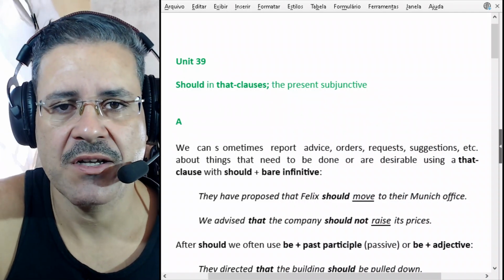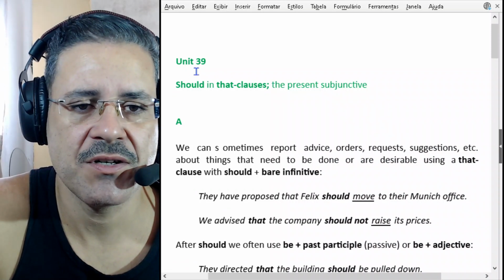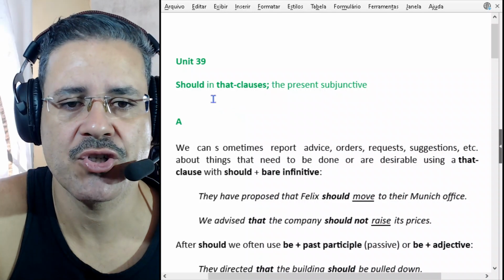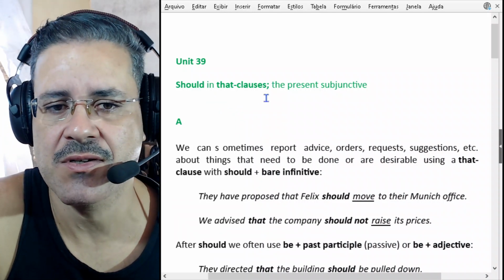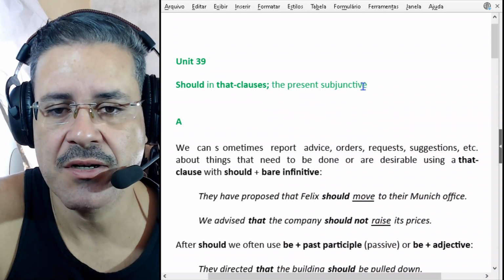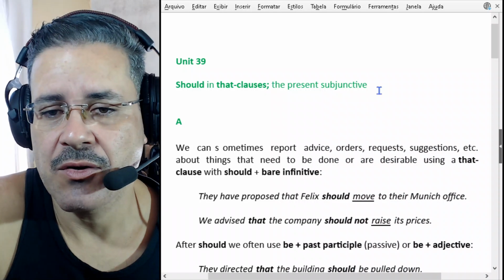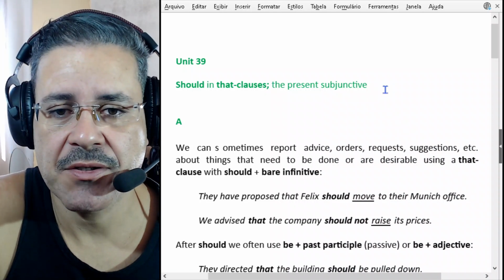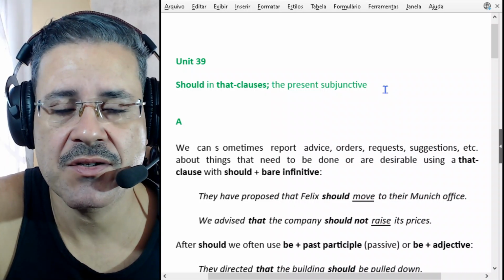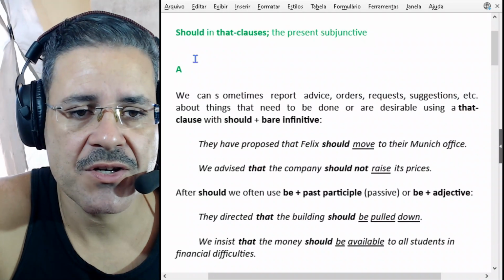Okay, without any further ado, let's get started with the lesson. This is Unit 39. We're talking about should in that clauses. This is actually the present subjunctive. It's not used so much today in speech, but it's important to understand its structure. Okay, let's move on. This is section A.